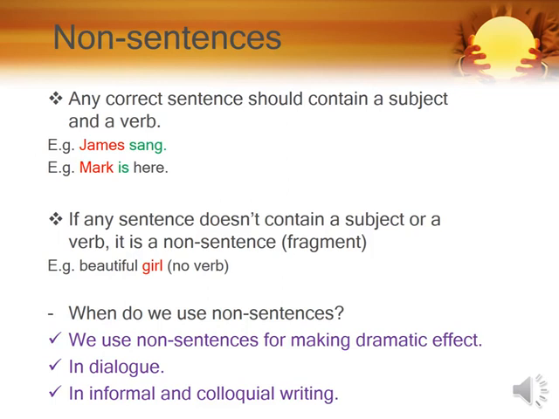So when the sentence doesn't contain these important elements, or any one of them, like the subject and verb, what do we call this sentence? We call it a non-sentence, or some people call it a fragment. The example is here, beautiful girl. You would instantly know that this is not a sentence. Why? It lacks one important thing. The verb is missing. So how can we make it a correct sentence? By adding a verb to it. By saying, a beautiful girl came.